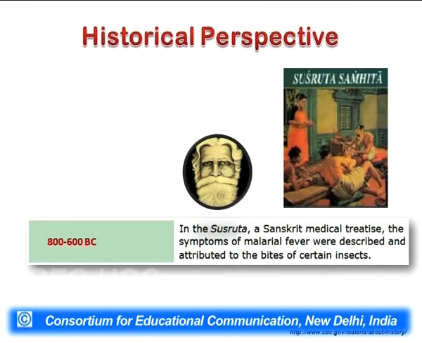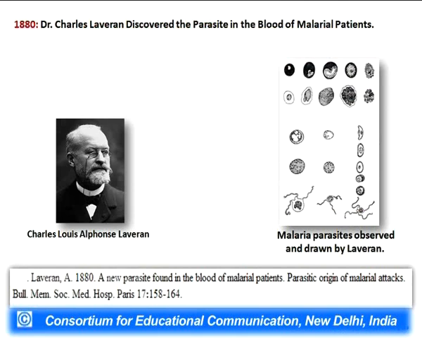From the Indian perspective, malarial reporting has been documented in a Sanskrit medieval text written by Sushruta, who was one of the Indian scholars. In his book Sushruta Samhita, he mentioned the symptoms of malarial fever, and he attributed that this occurred due to a certain insect bite. But at that point of time, it was not clear which particular insect caused this malarial fever.